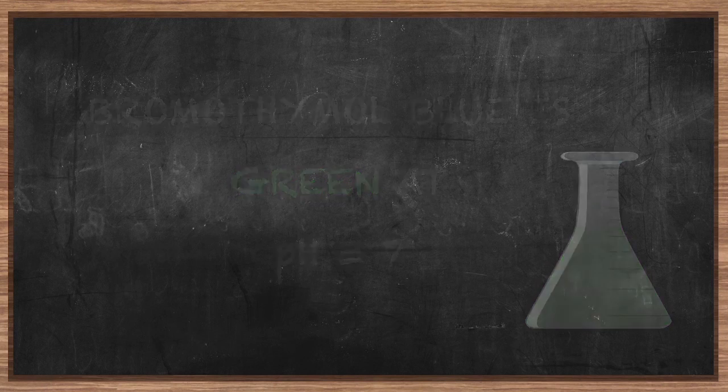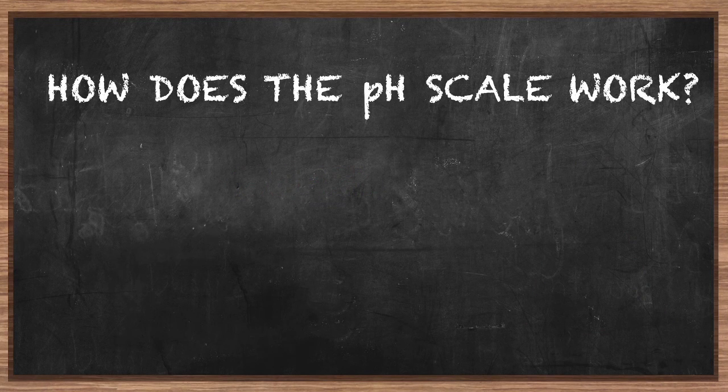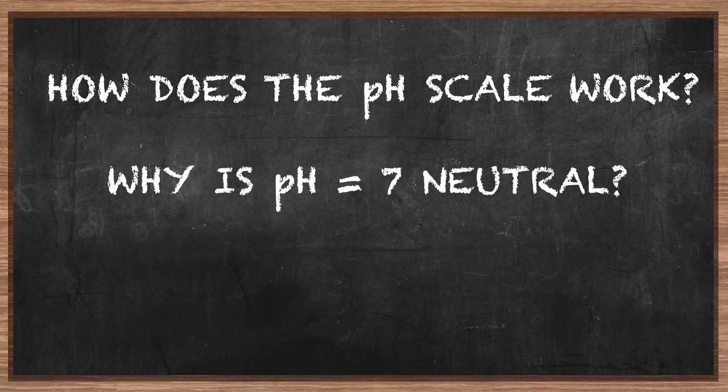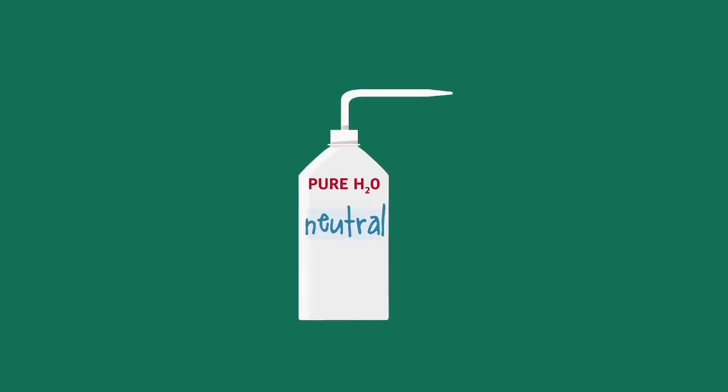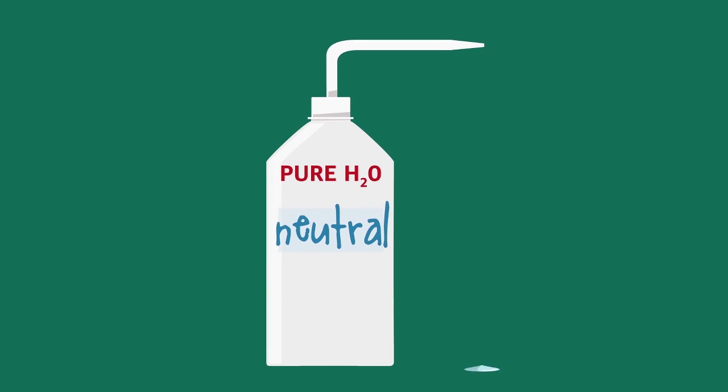How does the pH scale work? And why is pH equals 7 considered to be the neutral point? Surely, chemists could have chosen 0 as the neutral point. Pure water is neutral. It is neither acidic nor basic.